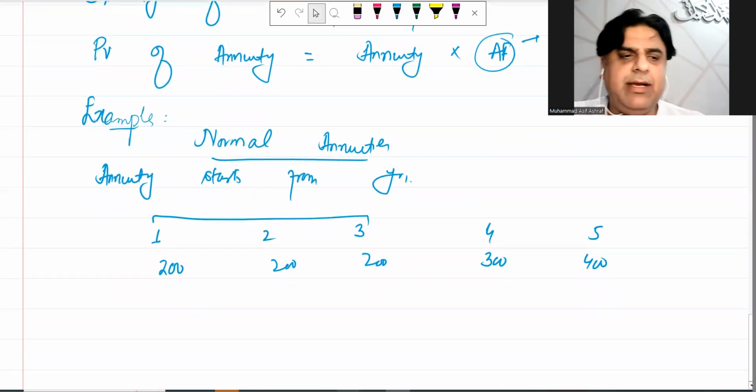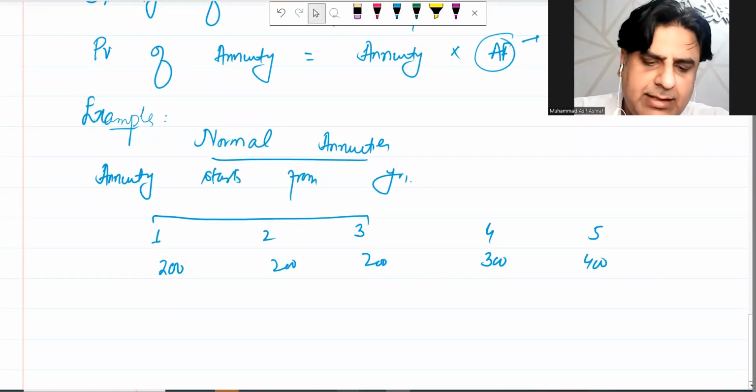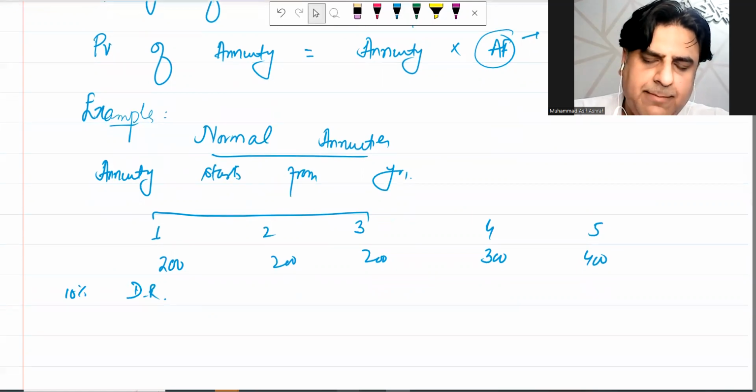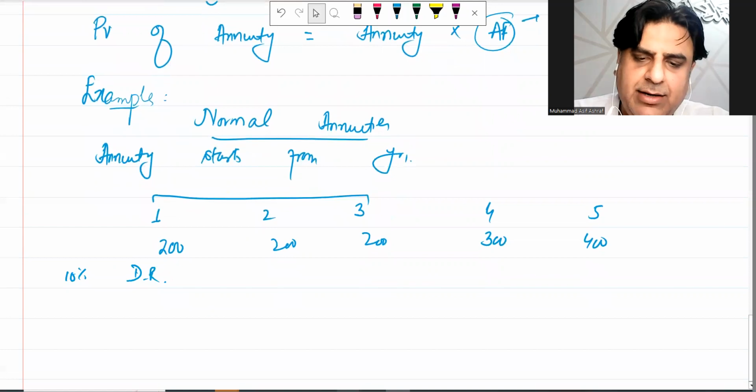So how will you find the present value here? Assume a 10% discount rate. Now tell me, for the first 3 years, we have an annuity. So I can find the first 3 years' present value. How? Annuity multiplied by annuity factor.